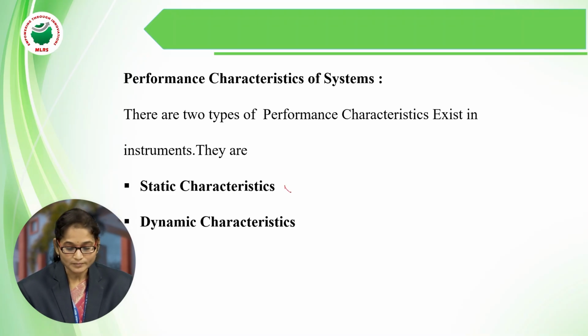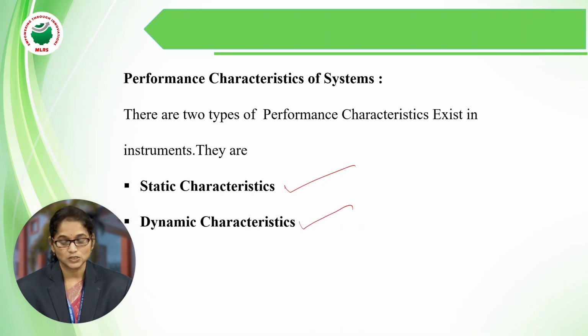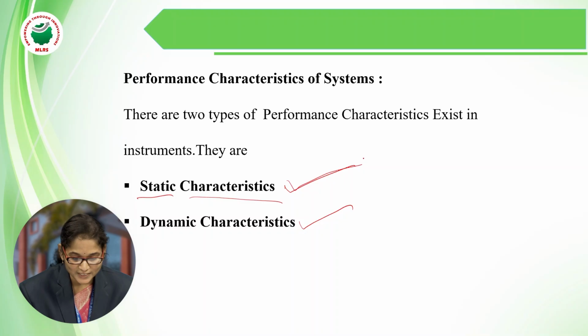They are static characteristics and dynamic characteristics. What is the static characteristic? The static characteristic is nothing but what we are going to use, that is the fixed one. By using the static characteristic, the overall performance of an instrumentation is based on its characteristics, right?